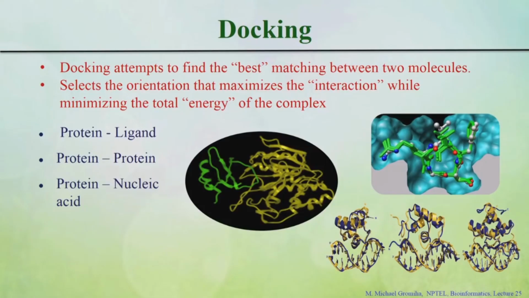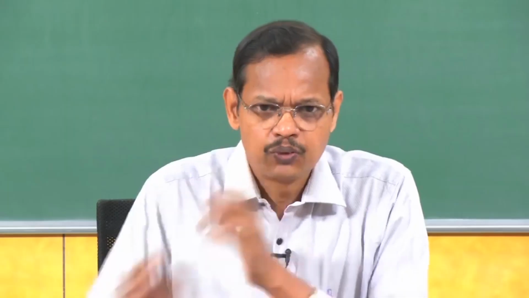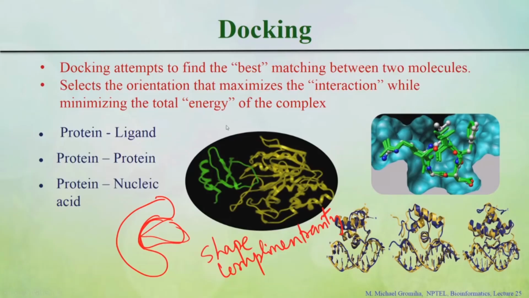For example, if you have a binding site like this, here you can see the binding site, right, then you can find the ligand which can interact with that particular place, like the shape complementarity, right. So, find the best match, right. If you do like this, what will happen? The orientation changes, which maximizes the interaction between the protein and the ligand and minimizes the total energy of the complex. In this case, it gives a strength of binding, right.